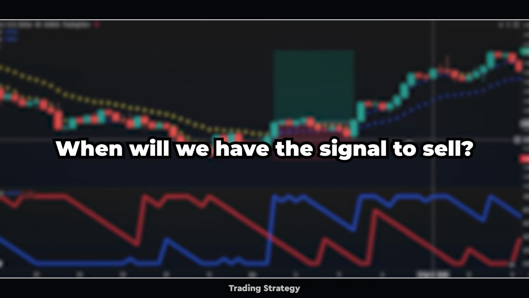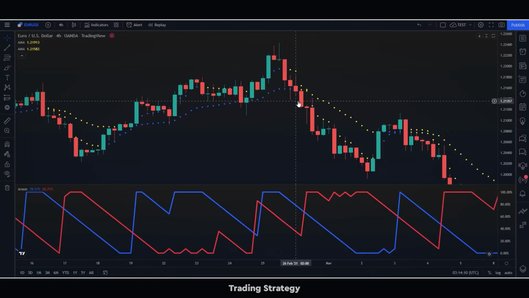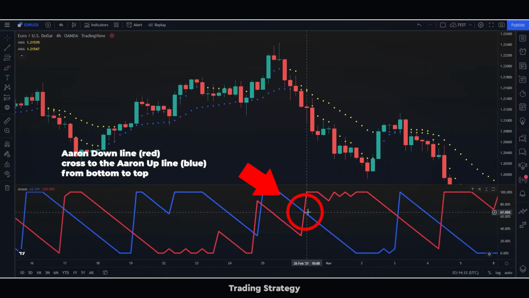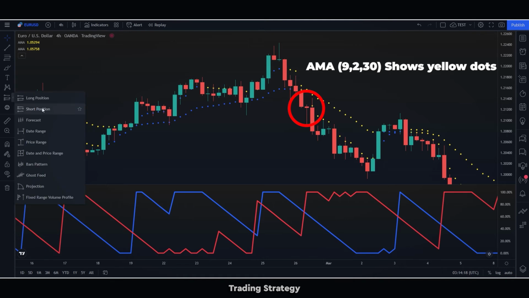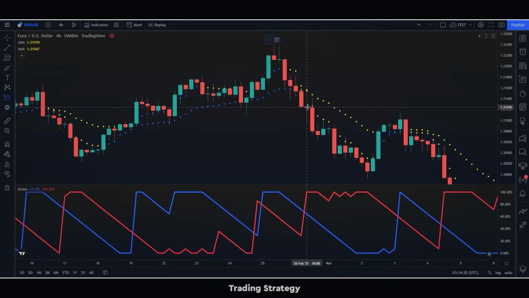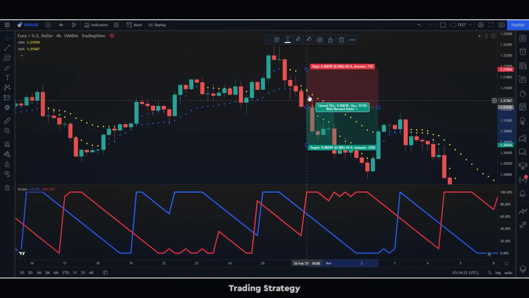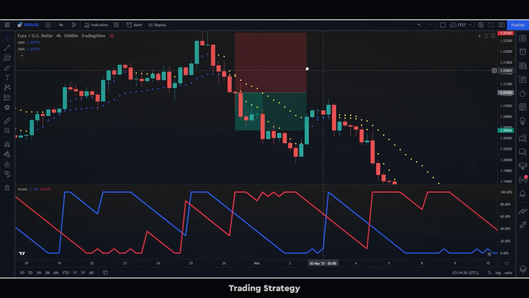When will we have the signal to sell short? On the Aroon indicator, wait for the Aroon down line, red, to cross the Aroon up line, blue, from bottom to top, and the AMA 9, 2, 30 shows yellow dots. A sell order will be entered. If the AMA 26-5-20 indicator is yellow, the sell signal is stronger.